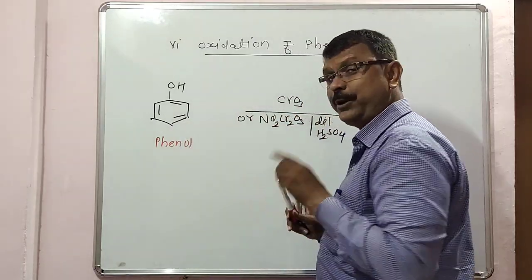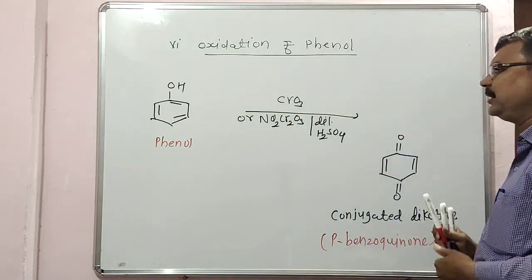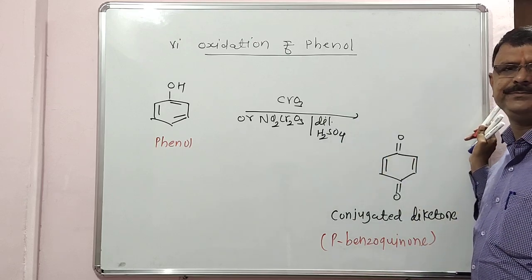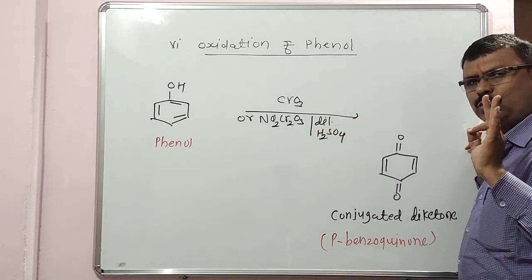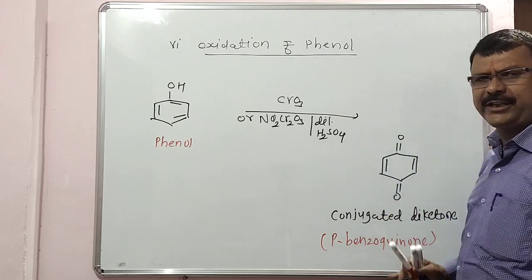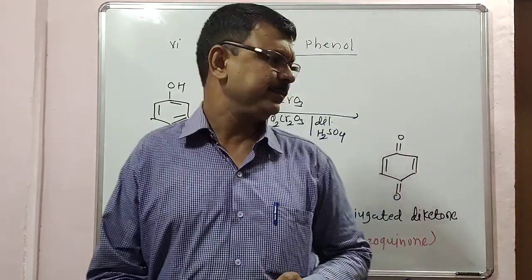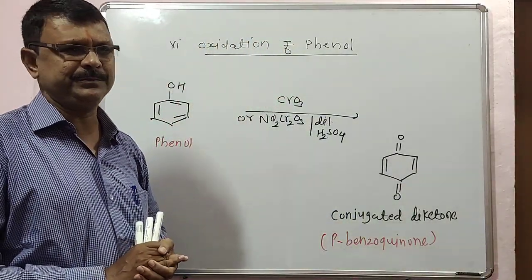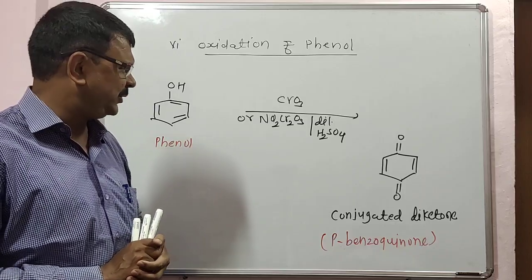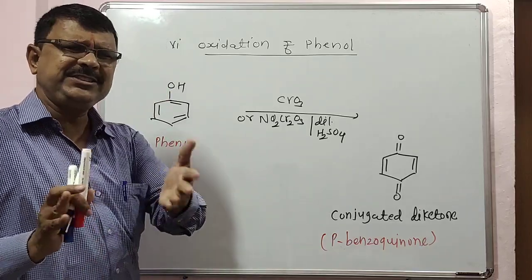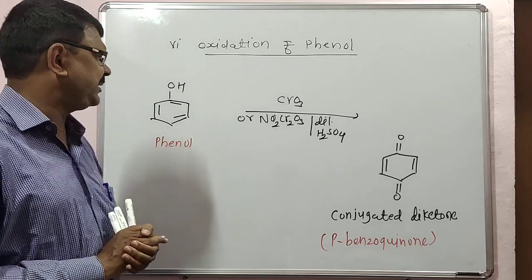Look here, phenol is oxidized by chromic anhydride or sodium dichromate in presence of dilute H2SO4. It gives a conjugated diketone, which means para-benzoquinone. A simple question in board examination.